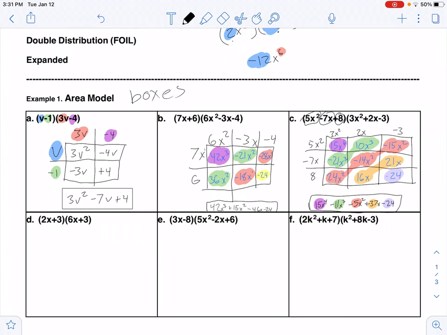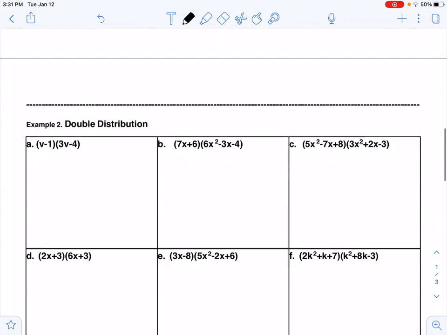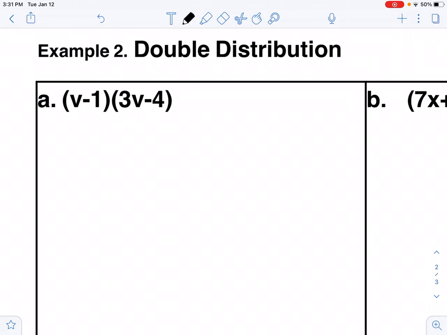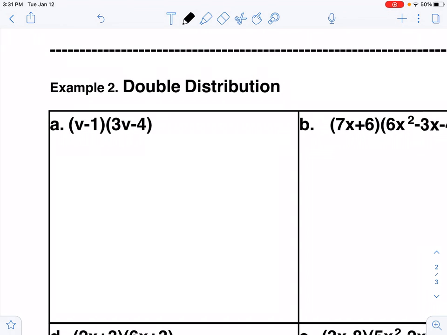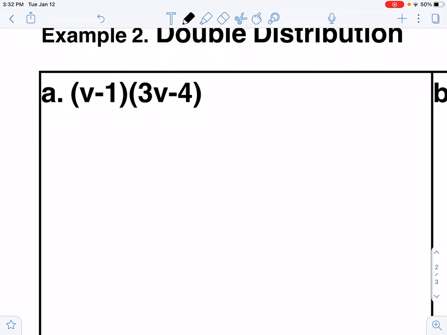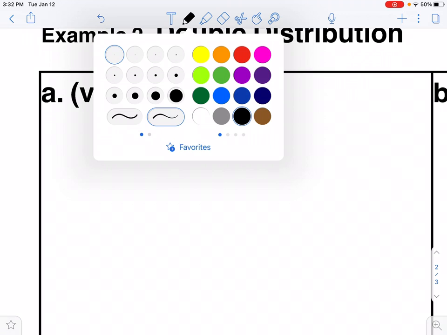So now I'm going to solve the same three problems, but I'm going to show you how to do it with double distribution. And personally for me, when I do double distribution, I'm going to line, so these are like the rainbows. This is like when we're doing the rainbows. So for this one, I'm going to line up my answers based on like terms, and you'll see what I mean in a moment here.